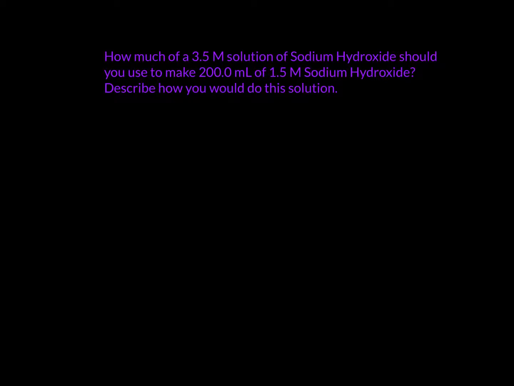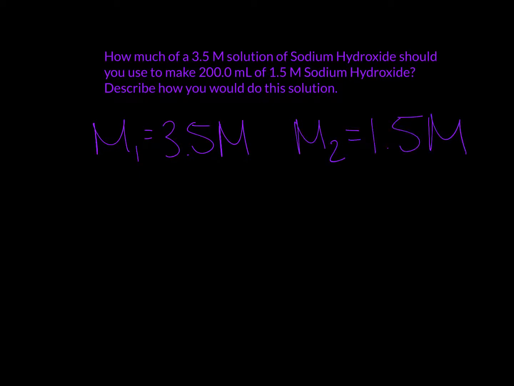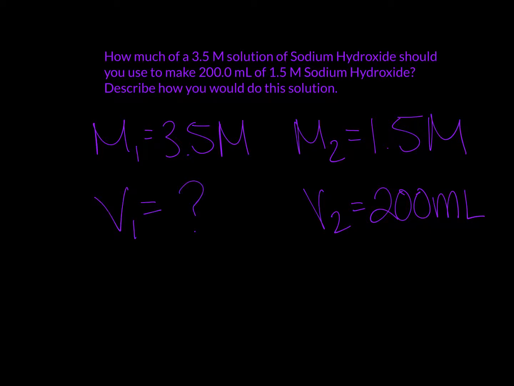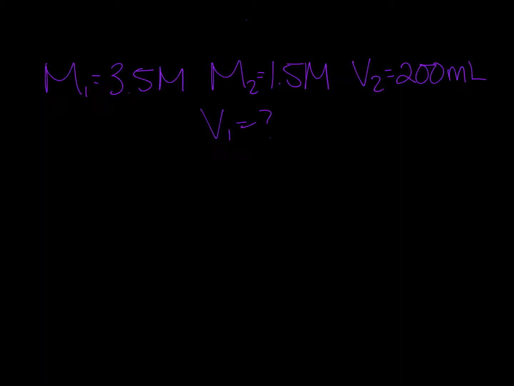So let's start with what we know. We know that our initial concentration is 3.5 molar. We know that the concentration that we want to have is 1.5 molar. And we know that the final volume that we want is 200 milliliters. What we want to find out is the volume that we would take from that initial solution in order to get our final solution. So how would we go about solving this?